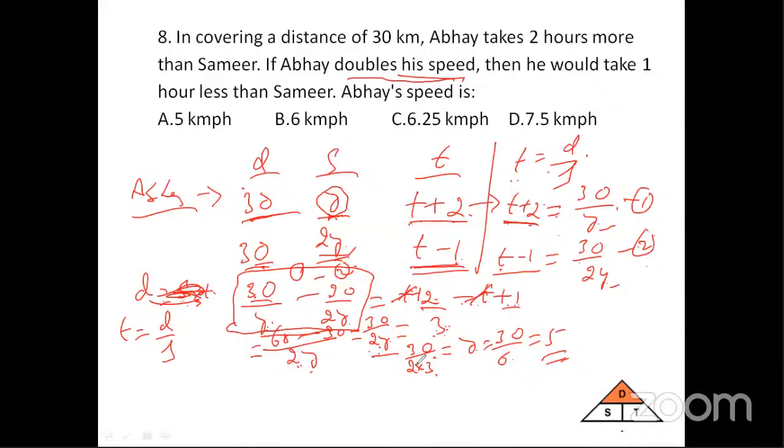3 we will send to this side. It becomes 2 into 3, 6. Then 30 by 6 is 5. So the final answer we get is Abhay's speed as 5 kilometers per hour.